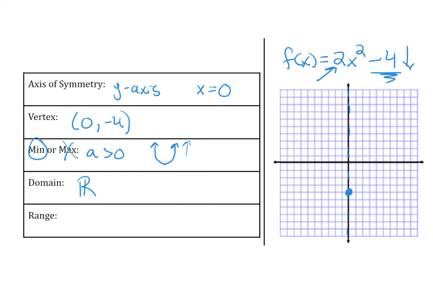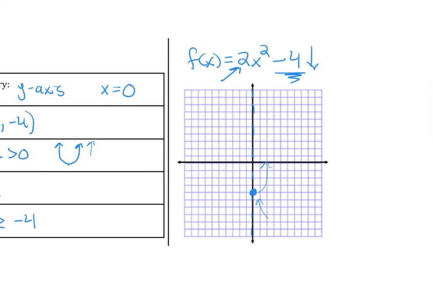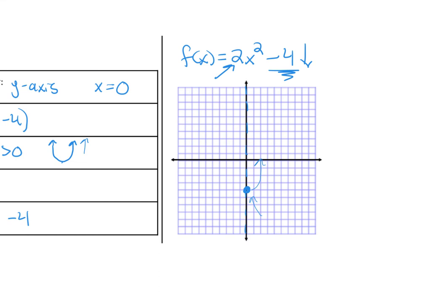Domain is always all real numbers. And now the range, let's see, this is the starting point, and it's going to open up. So it's all y values that are greater than or equal to negative 4. All right, so now let's graph by making an XY table. X, Y. First thing you do, put down your vertex. 0, negative 4. Pick numbers to the right of the vertex and plug them in.